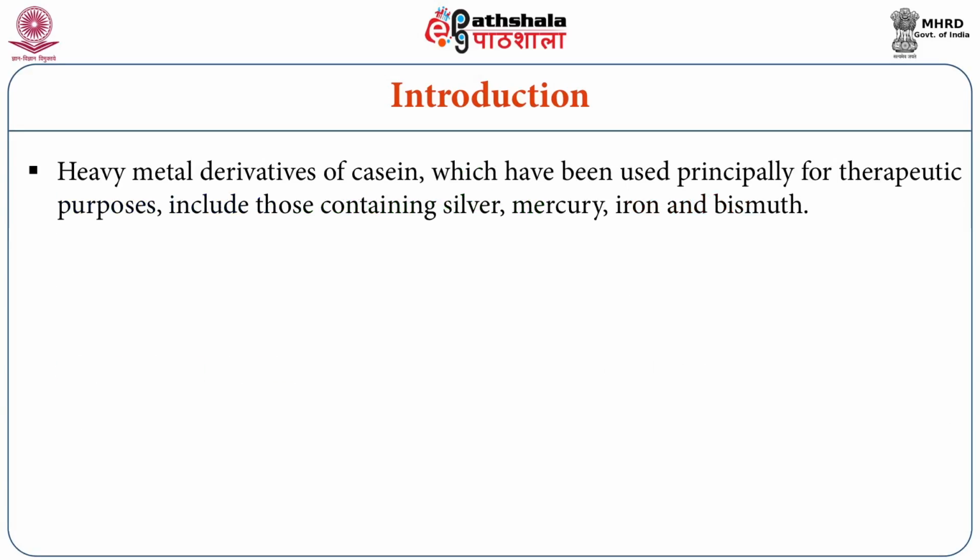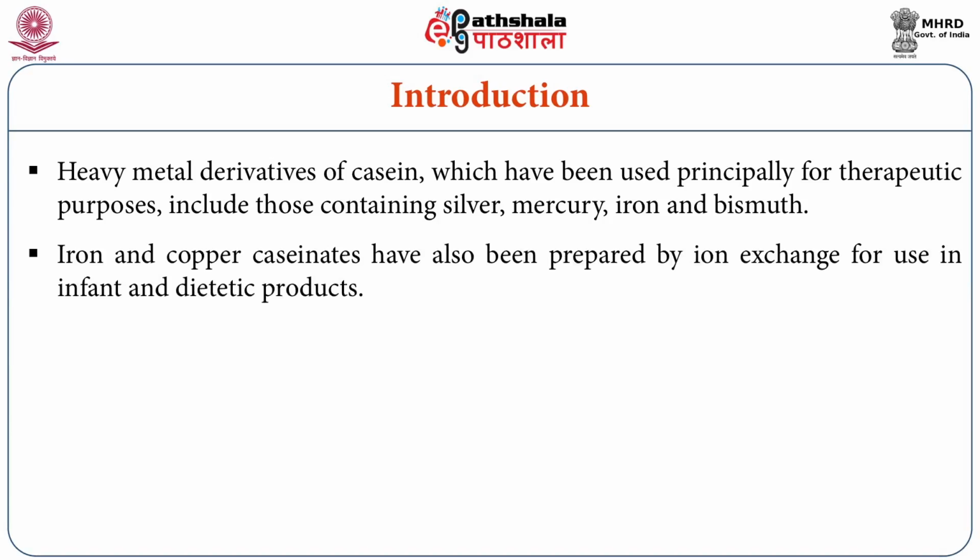Heavy metal derivatives of casein which have been used principally for therapeutic purposes include those containing silver, mercury, iron and bismuth. Iron and copper caseinates have also been prepared by ion exchange for use in infant and dietetic products. Now we will discuss different aspects related to manufacturing of caseinates.